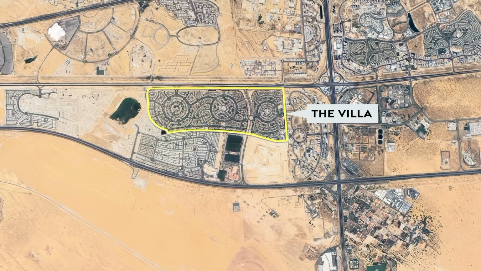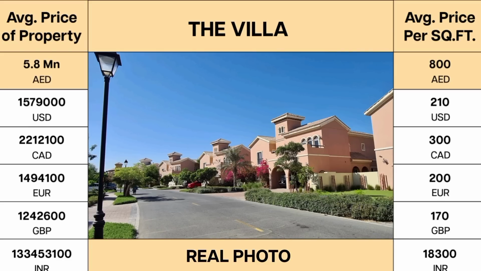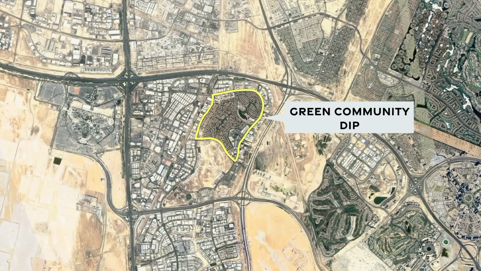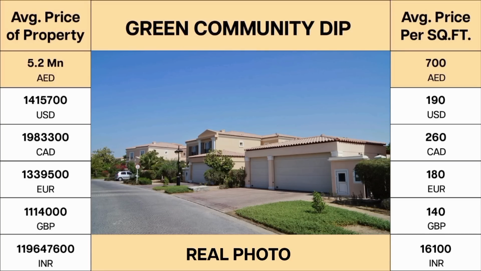The Villa is one of the older communities by Dubai Properties on Al Ain Road. At 800 dirhams per square foot, you can get these large Spanish style courtyard villas at an average price of 5.8 million dirhams. There is another area by the name of Green Community, and this one is in Dubai Investment Park, also known as DIP. Price per square foot is on the lower side at just 700 dirhams.